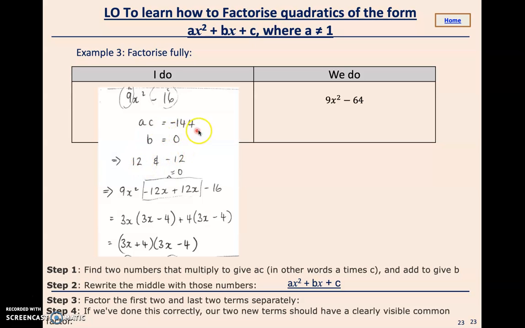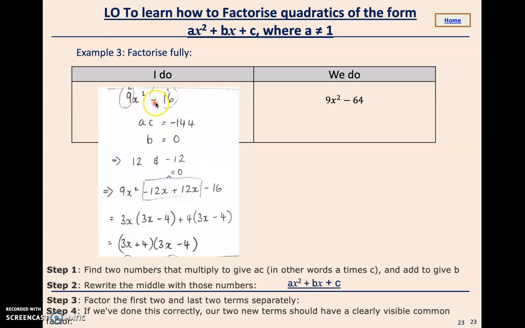And what two numbers can we find that will times together to give us AC, and that add together to give us 0? Now luckily 144 is a square number, so we can use 12 and negative 12.